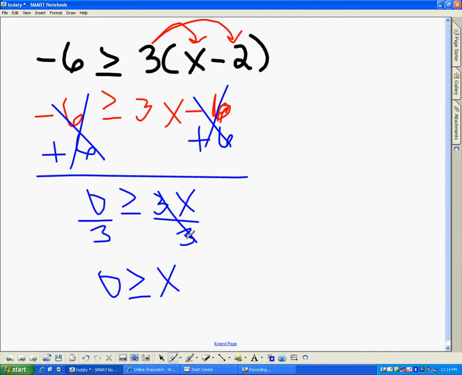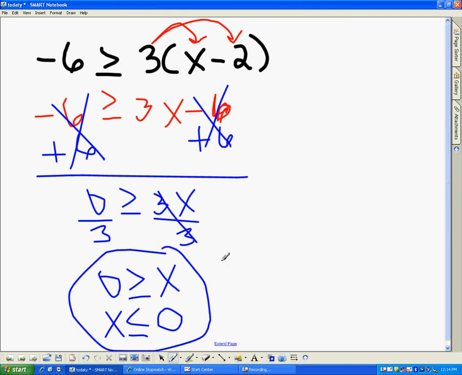Now, I prefer to write them so that the variable is to the left. It just helps when you're graphing. So this is the same thing as saying x is less than or equal to 0. And so either one of these works. They mean the same thing. But this tells me that x can be any value where x is less than or equal to 0 will work in this inequality.